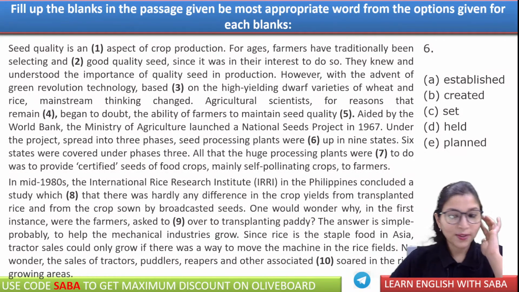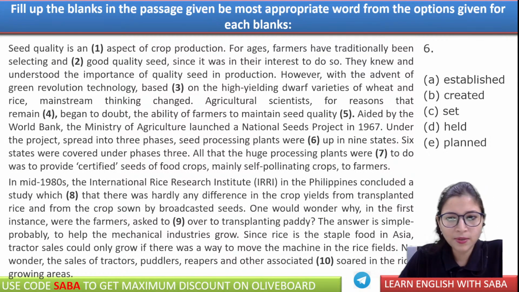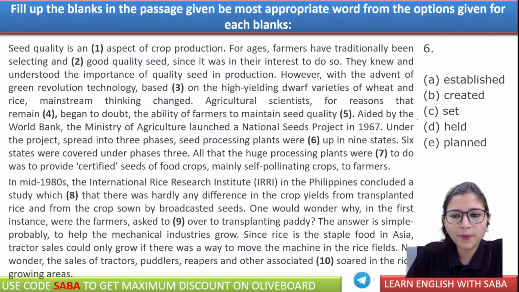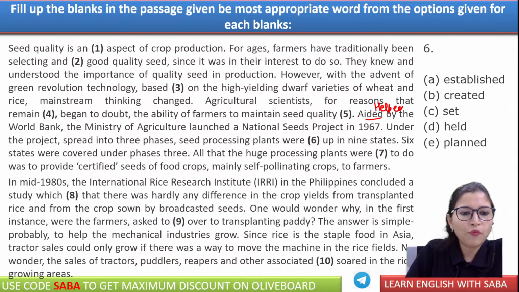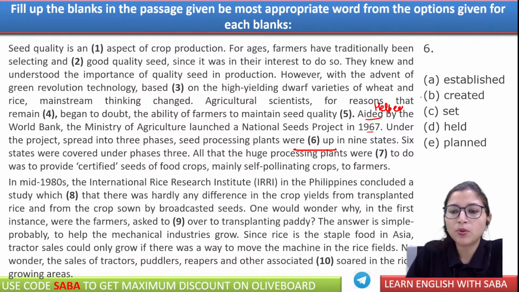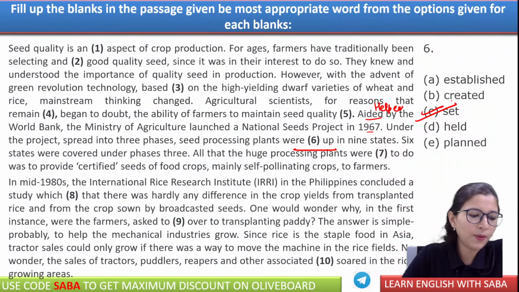This one you can easily do: aided by, aided means helped by. The World Bank, the Ministry of Agriculture launched a national seed project in 1967. Under the project, spread into three phases, seed processing plants were dash up. If up was not there, it would be established, but since up is given, it will be set up. Simple, it will be set up.